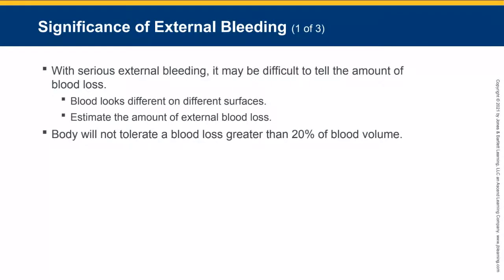The body will not tolerate a blood loss greater than 20% of a patient's blood volume. And our blood volume is what? About 5 to 6 liters. So apart from that, if a person loses 500 mL of blood within a short period of time, they will start to show signs of poor perfusion or signs of shock.